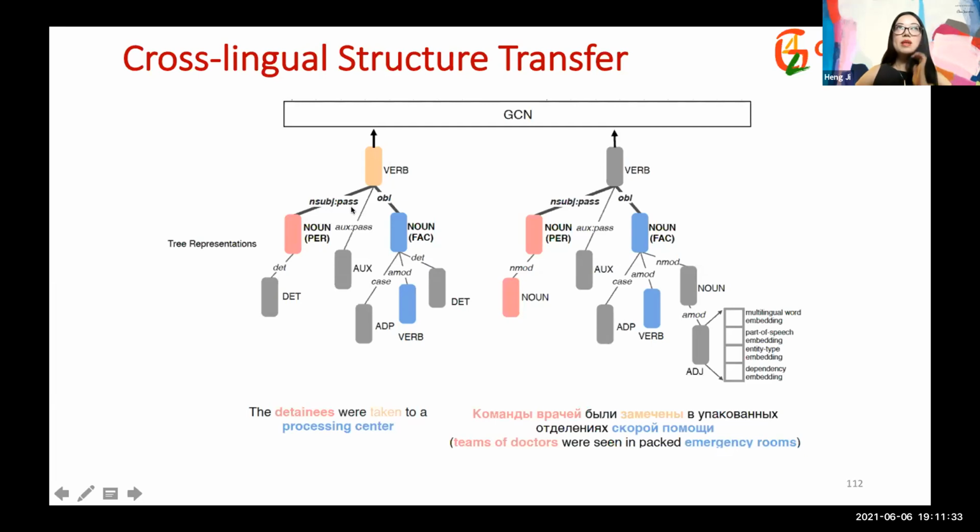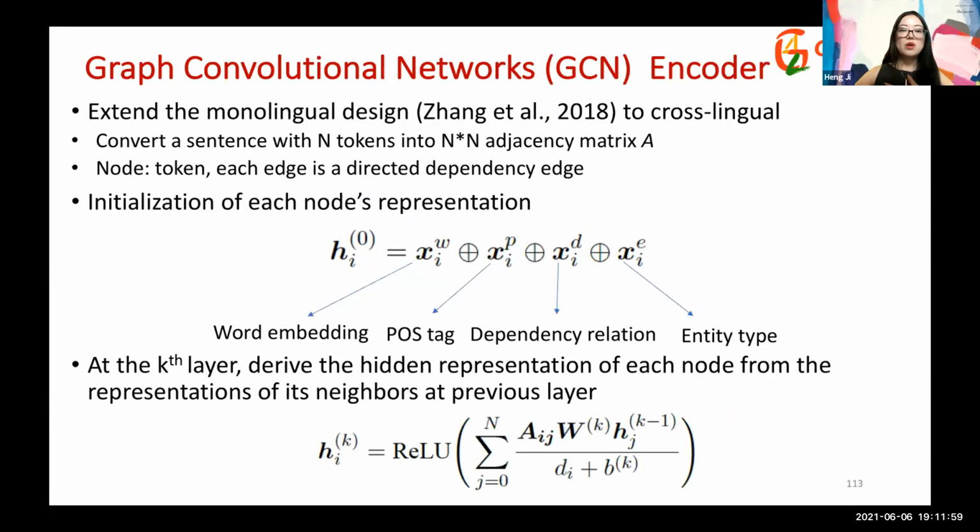So that inspired us, maybe if we can convert all the sentences from all the languages into some sort of universal dependency parsing results, then we can use maybe one common GCN to encode all of them. So you may ask, how can we make sure that they are aligned into the same space, right? So for each node, we can use multilingual embedding to initialize the representation. So that means after we do the initialization using the original multilingual word embedding, we can then propagate the representation from the neighbors to each node.